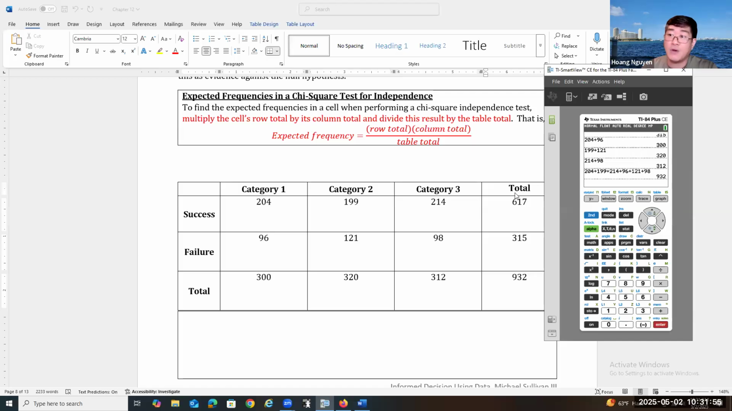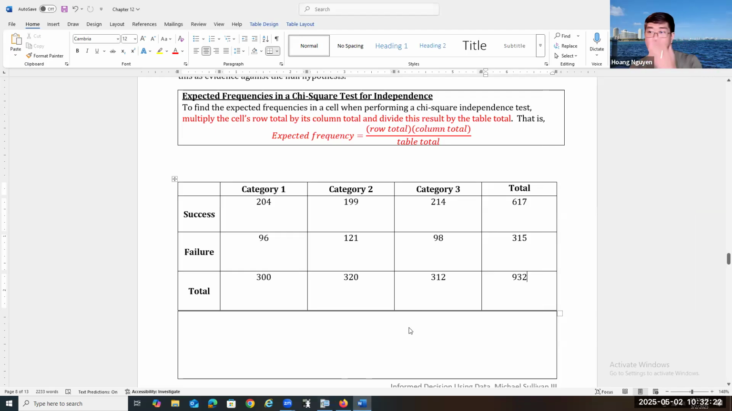Or you can do another way to get the table total: the total for the first row is 617 plus the second row is 315. That's going to be 932. So that's another way to get the table total. Or you can add the totals for the columns together. The first column is 300, the second column is 320, the next one is 312. All of the columns together also give you 932. So that's how we got the row totals, the column totals, and the table total.